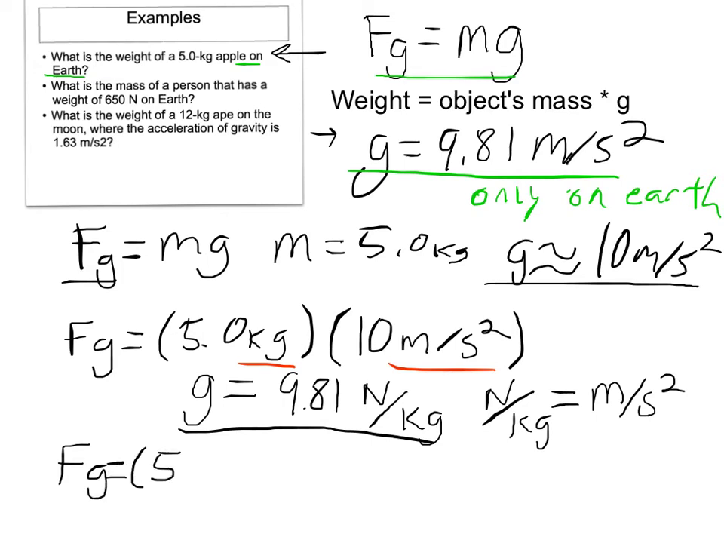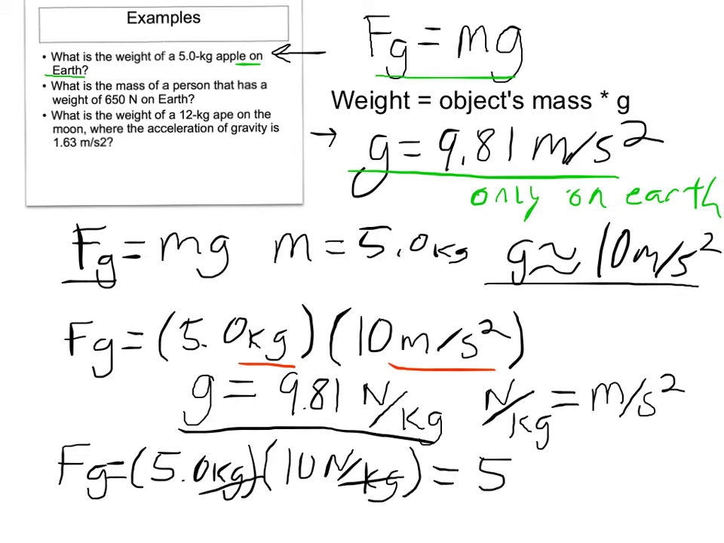Fg equals 5.0 kilograms times 10 newtons per kilogram. Kilograms cancel. 50 newtons. And in physics, newtons are the units of force. N equals newtons, which are the units for force, named after Isaac Newton, who discovered the force of gravity on Earth.